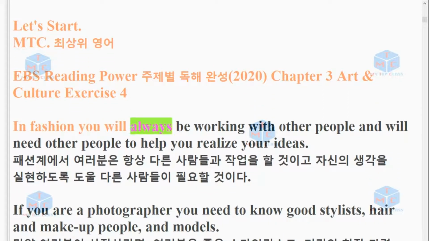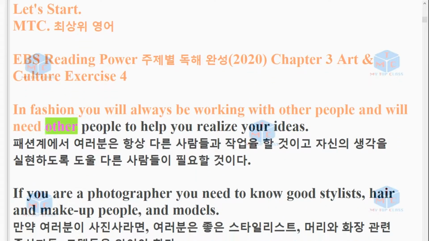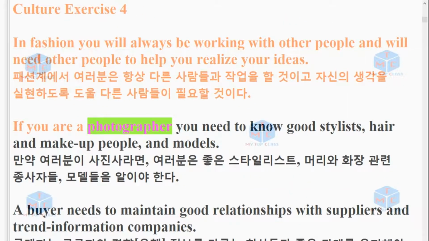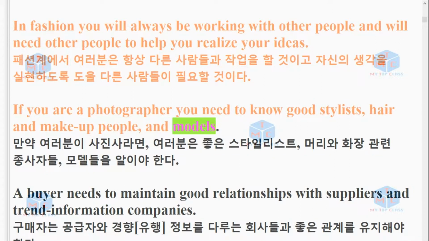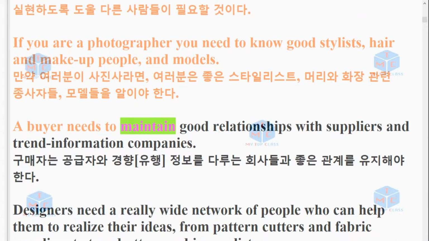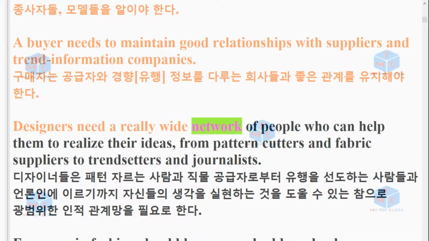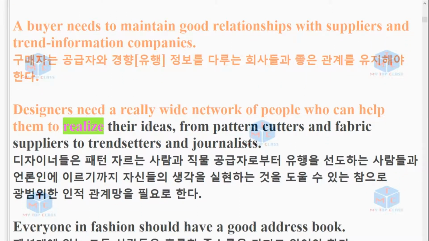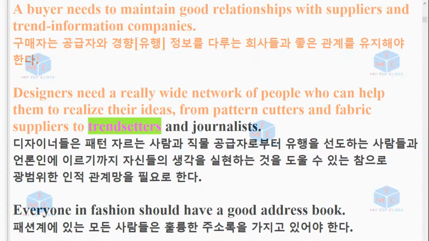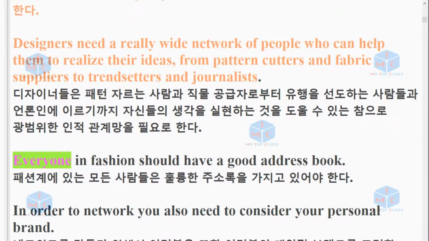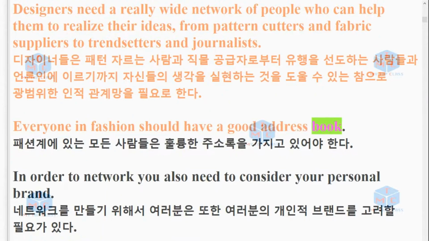In fashion you will always be working with other people and will need other people to help you realize your ideas. If you are a photographer you need to know good stylists, hair and makeup people, and models. A buyer needs to maintain good relationships with suppliers and trend information companies. Designers need a really wide network of people who can help them to realize their ideas, from pattern cutters and fabric suppliers to trendsetters and journalists. Everyone in fashion should have a good address book.